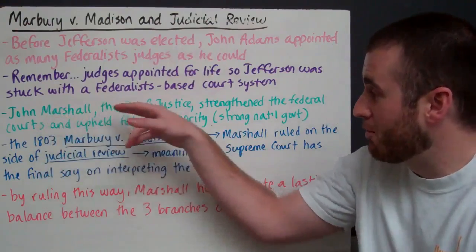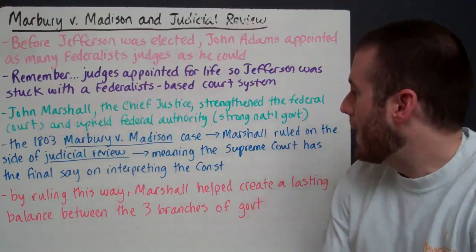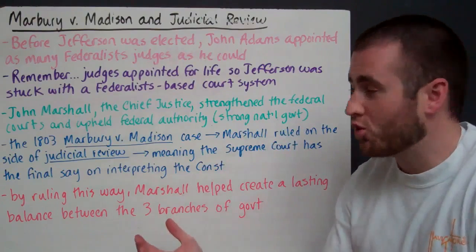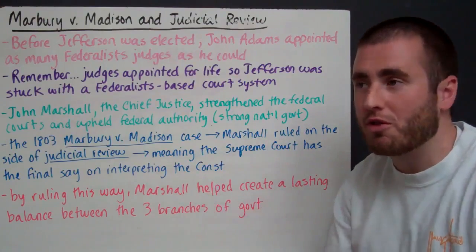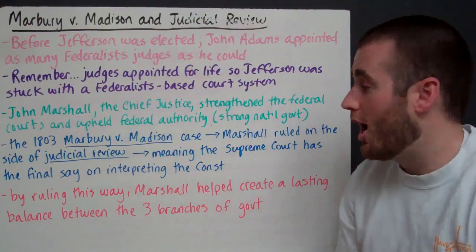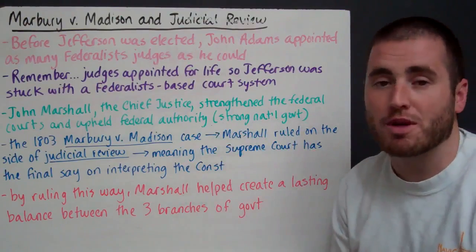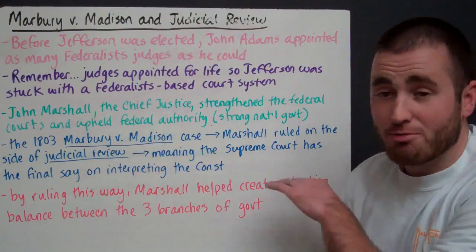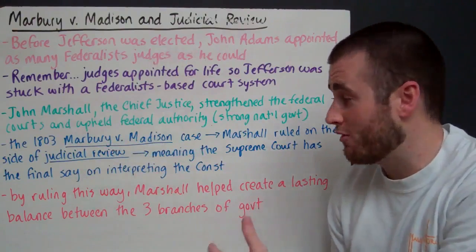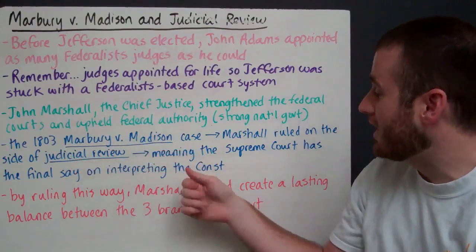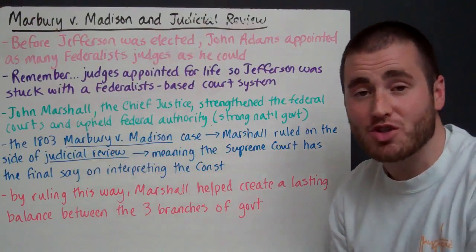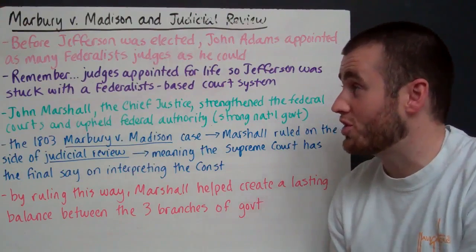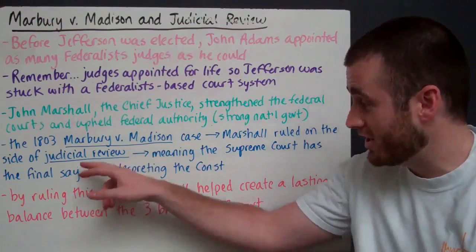So John Marshall was the appointed Chief Justice of the Supreme Court, and up until this point, he had kind of said, you know, we strengthen the federal courts, we want to uphold federal authority, we want the national government to be in control, and that's what he did, stronger national government. And so in 1803, there's the case of Marbury versus Madison, and John Marshall ruled on the side of judicial review. And judicial review basically means that the Supreme Court has the final say in interpreting the Constitution. And this was huge. This was huge under Jefferson's presidency, this idea of judicial review.